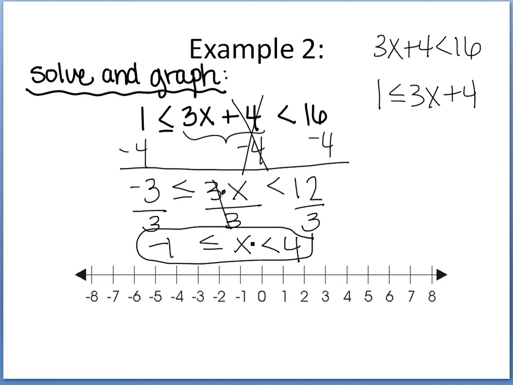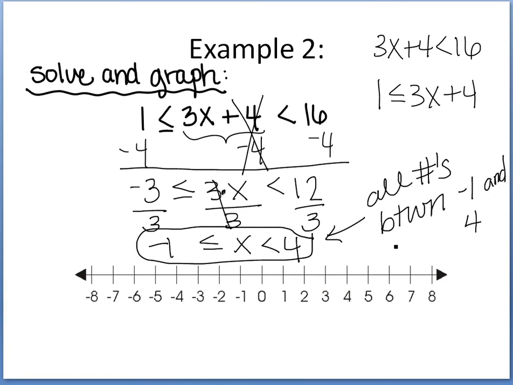And I like this notation better because it's easier to graph for me. This tells me all numbers between negative 1 and 4, including, because of this symbol, negative 1. So I'm going to put a solid dot at negative 1, an open dot at 4, and connect my dots.